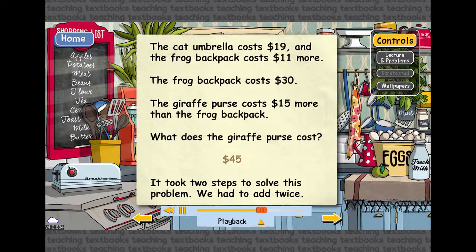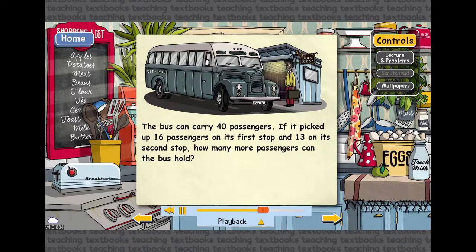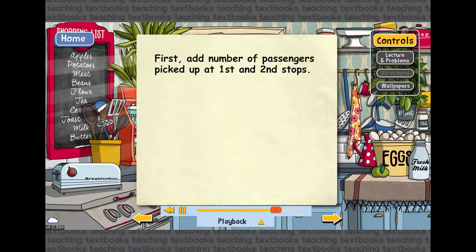Let's try another example. The bus can carry 40 passengers. If it picked up 16 passengers on its first stop and 13 on its second stop, how many more passengers can the bus hold? The first step of this problem is to add the number of passengers the bus picked up at the first stop to the number it picked up at the second stop. To do that, we need to add 16, that's how many were picked up first, to 13, that's the number that were picked up second. So why don't you add 16 plus 13?